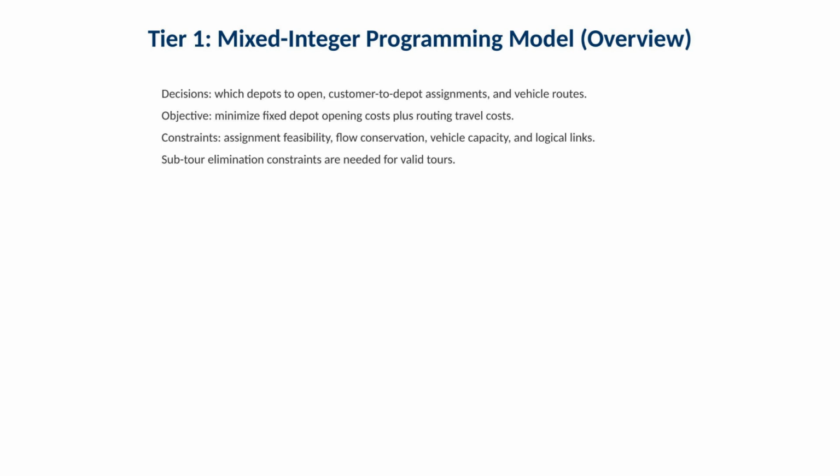Tier 1 is the pen and paper baseline. The model includes decisions for opening depots, assigning customers to depots, and routing vehicles. The objective is to minimize the total cost, meaning fixed depot opening cost plus travel cost along all routes. Constraints ensure assignments are valid, vehicle routes conserve flow, vehicles respect capacity, and assignments only go to depots that are opened.